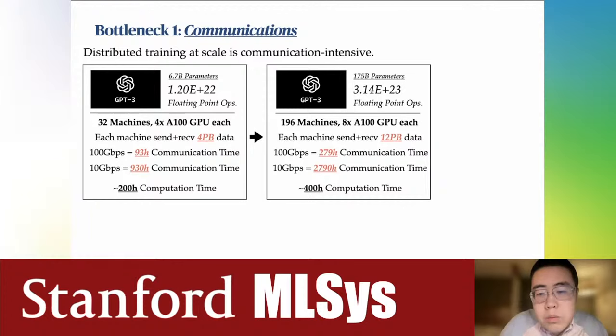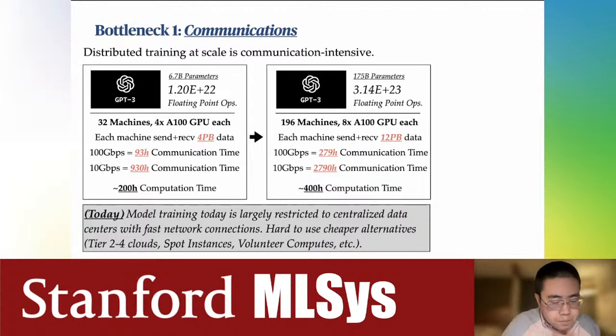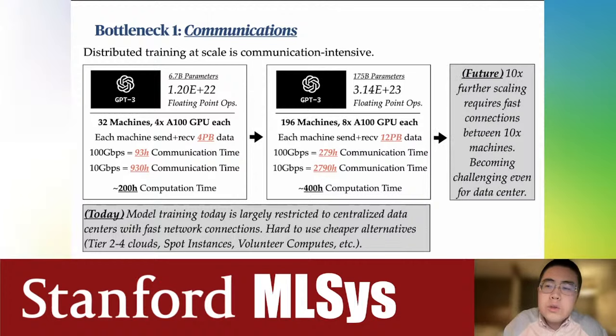And the consequence of this is that if you look at model training today, it is largely restricted to centralized data centers with very fast network connections. As a consequence, it is relatively hard to use cheaper alternatives, for example machines in tier 2 to tier 4 clouds, spot instances, and volunteer compute. Even though those computations are there and are usually cheaper, it's very hard to use them because they are not connected by a network that's fast enough. And if you look further into the future, I would argue even in the data center environment that could cause a problem, because if you want to scale the whole thing by another 10 times, you need to build equally fast interconnections between 10 times more machines, right? Even for a data center, that could cause a problem.